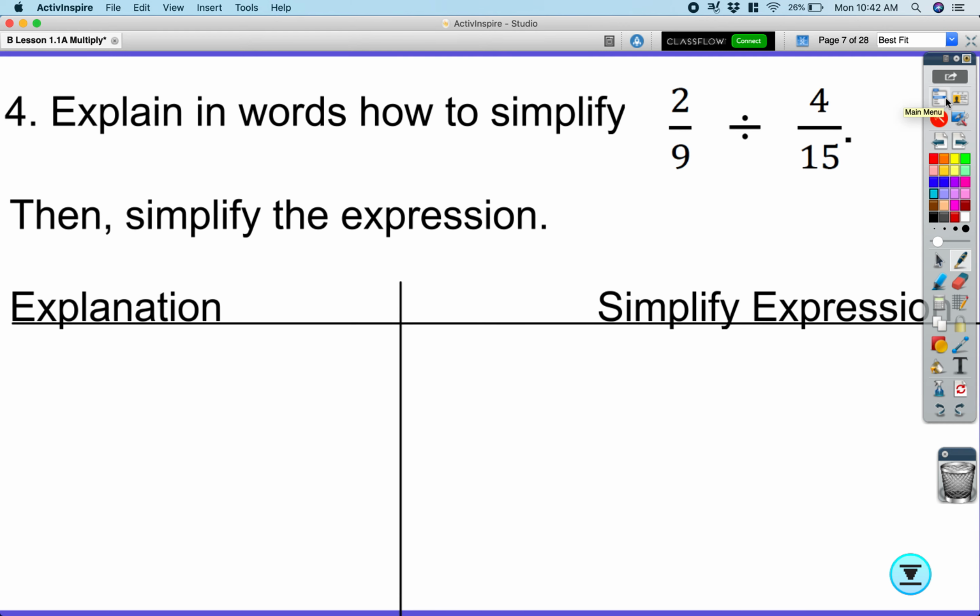All right, so now what we're going to do is change gears here, and we're going to go ahead and look at division. Division is very similar. So what we're going to do here, I'm going to write down the rules first. First step, very first thing is, first fraction stays the same.